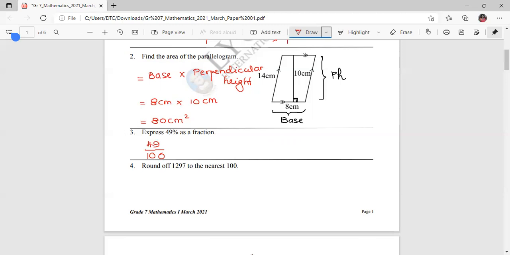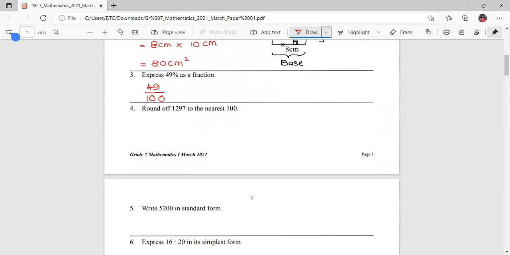Now here luckily, they have not mentioned whether you want to get the simplest version or the lowest version of this fraction. They have asked you to write this as a fraction only. So then 49 over 100. So you don't have any calculations or workings to show here. So you just write 49 over 100. Right. So then we'll move to question number 4.